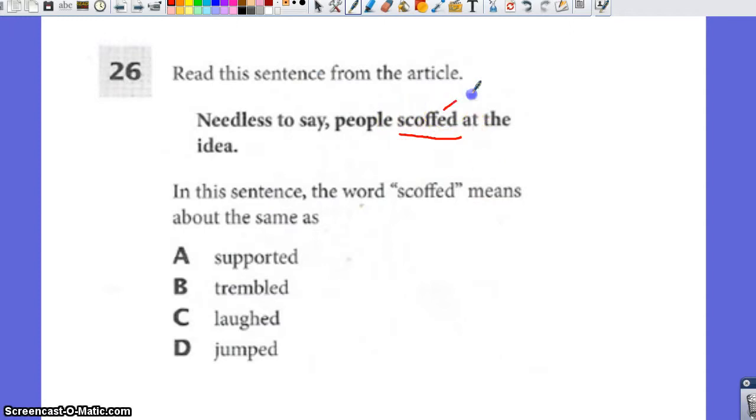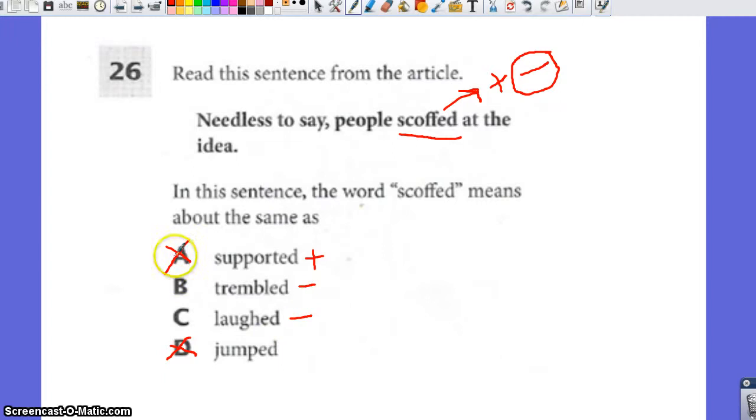But when I hear the word scoffed, the one thing I can do if I don't have the original is think about whether it's a positive sounding word or a negative sounding word. If I'm scoffing at something, it kind of sounds negative to me. And supporting is a positive word. So I'm going to eliminate that. Are they trembling at the idea? Trembling is negative. Laughing, if you're laughing at an idea, that's negative. If you're jumping at an idea, that doesn't really seem to make sense. Who jumps at an idea? It's either going to be trembled or laugh.